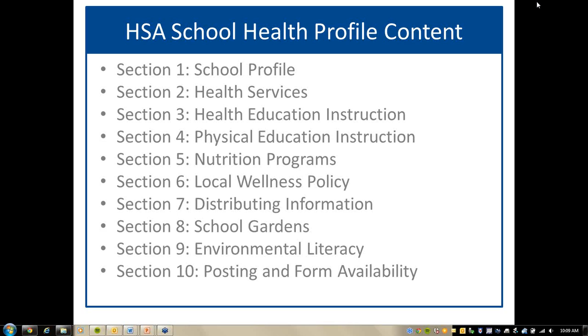Section 8 is about school gardens, so if you have a school garden, there are additional questions that we ask. Some of these questions used to be asked separately. We've decided to combine these surveys this year just for completion and minimizing the number of surveys that we ask schools to complete. Section 9 is on environmental literacy. We have questions in there about your science curriculum. And then Section 10 is just posting and form availability, where this form will be made available and any other ways your school is implementing the Healthy Schools Act.